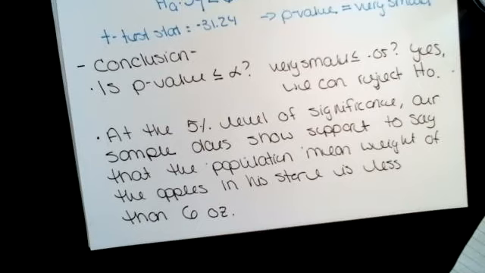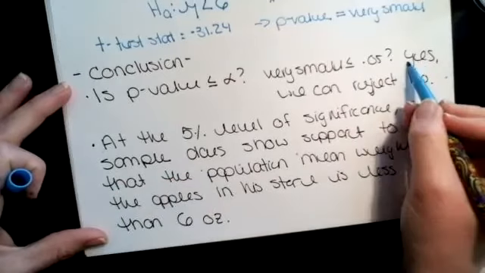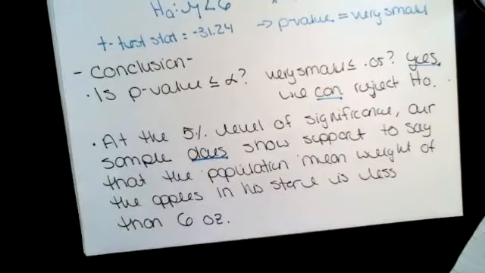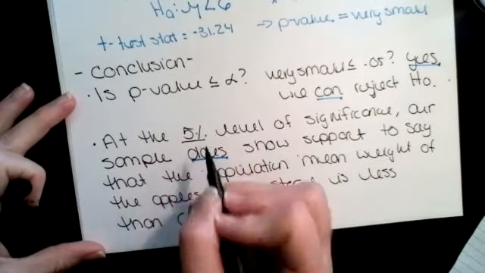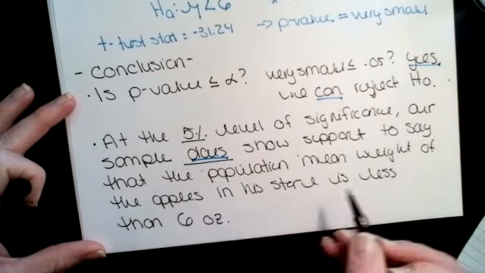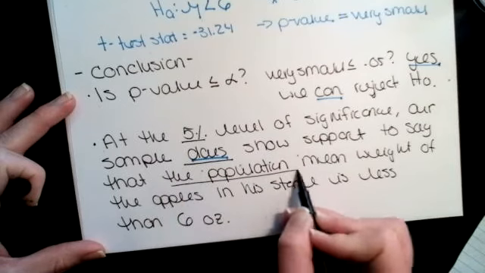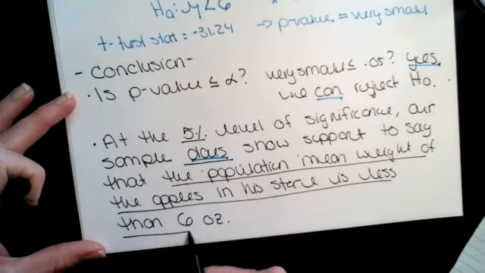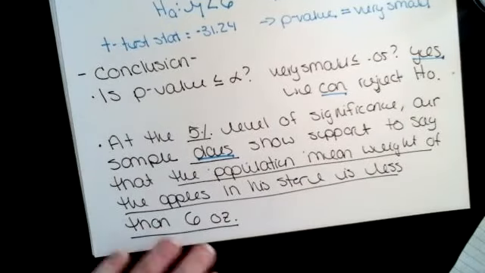Okay, so here we're looking at where we said yes, Henry Jett does show support. You always want to include the level of significance here. You want to include if it does or does not show support, and you want to include your goal statement down here. This is your statement about your HA. That's what I look for.